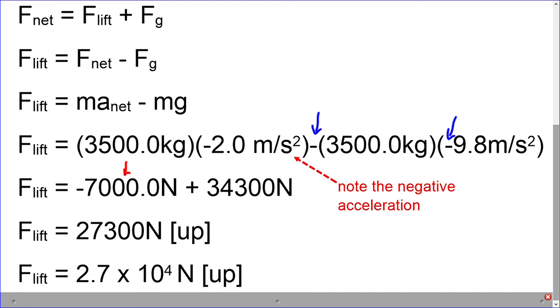So same thing as before, but notice now this time that my lift force isn't as strong as my force of gravity, right? My force of gravity is 34,300 newtons, but I'm only lifting with 27,300 newtons, or 2.7 times 10 to the 4, so that means that the net force is actually going down. If you think about an elevator, if you were moving downward in an elevator and there is no opposing force pulling upward on it, that would mean that you would just be in free fall.